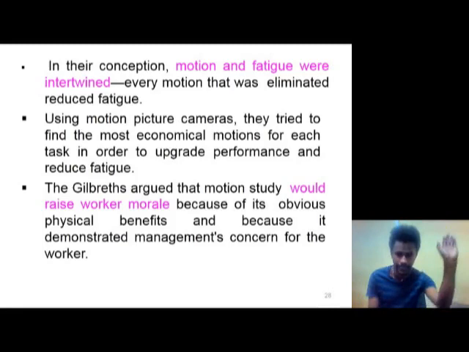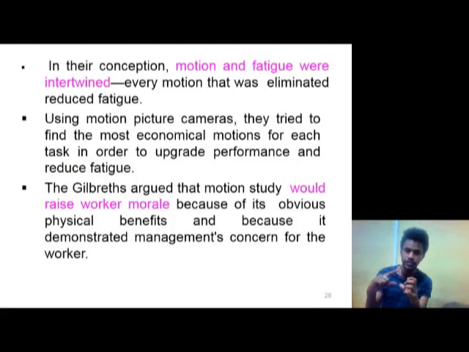Like, every motion, if we reduce the motions, the fatigue on the worker can be reduced. So in summation, if we can reduce maybe 400 or 500 motions per day, the fatigue can be reduced. The worker's morale can at the same time improve. This motion study principle can raise the worker's morale; that is the main intention.